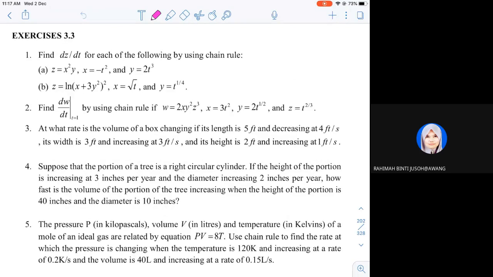Okay, let us do question 1A quite easy. So let us do question 1B. Okay, sekejap.